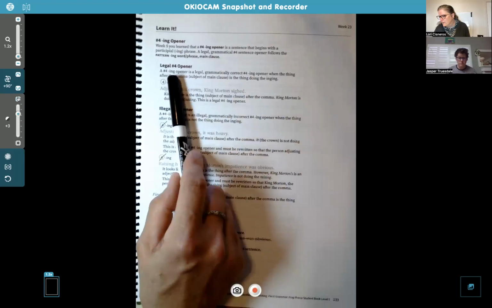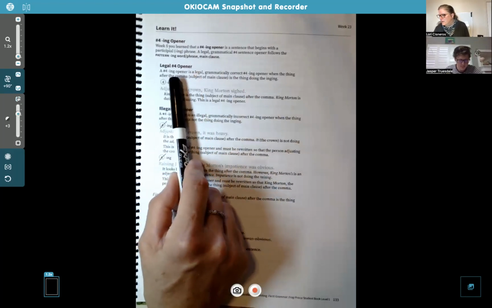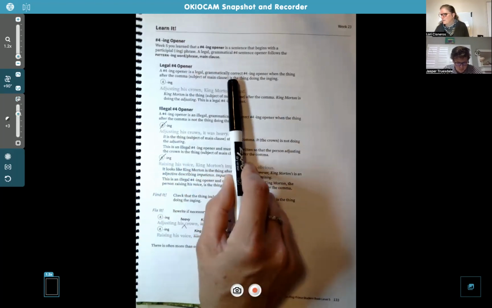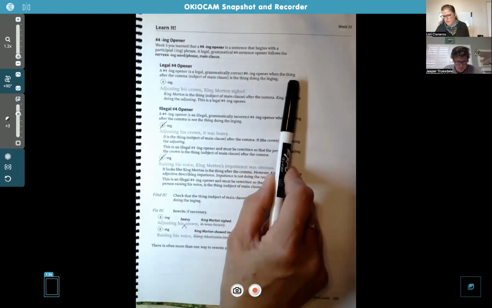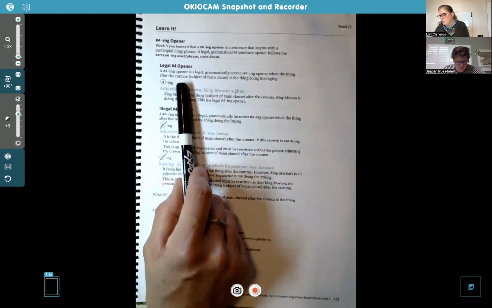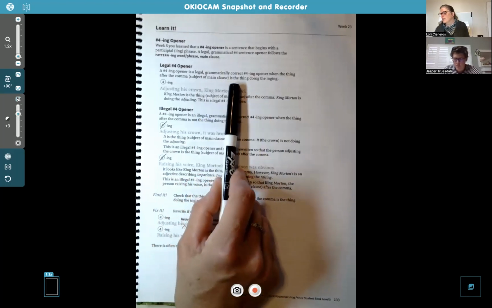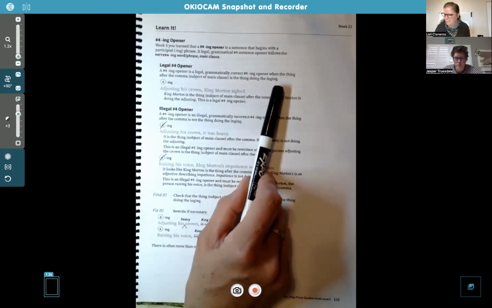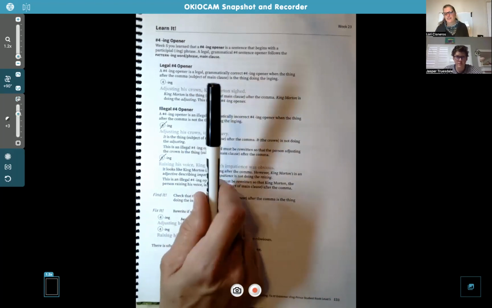So a legal number 4 opener: a number 4 ing opener is a legal, grammatically correct number 4 ing opener when the thing after the comma, the subject of the main clause, is the thing doing the inging. Okay, this is a little way to help you get it in your head. So it's got to be the thing doing the inging.